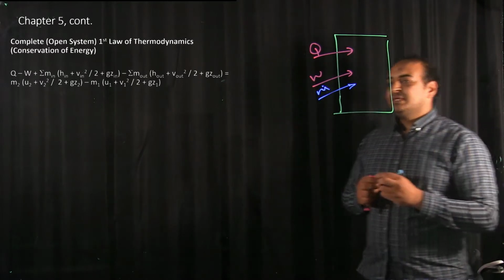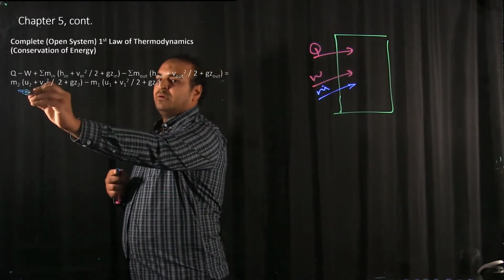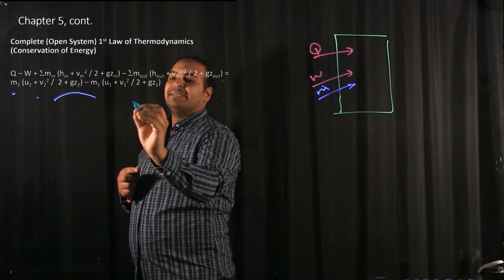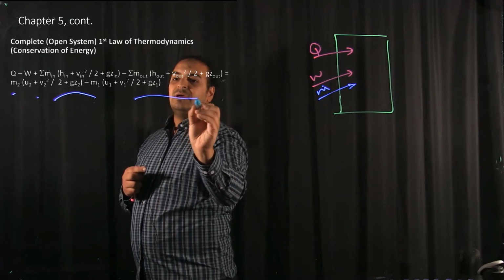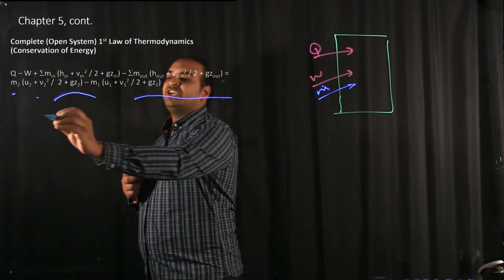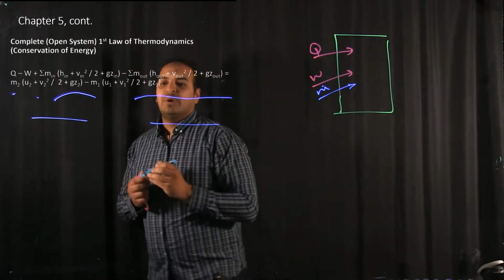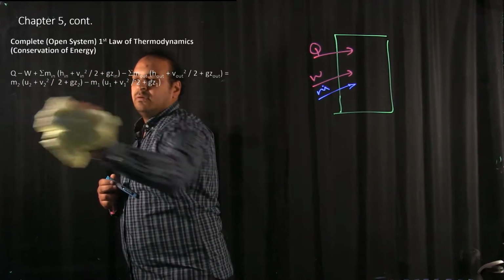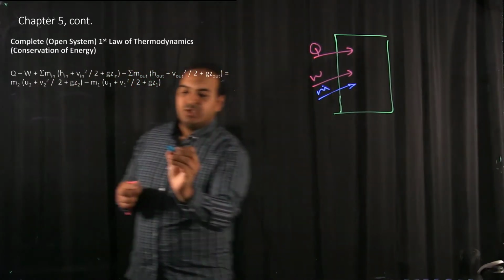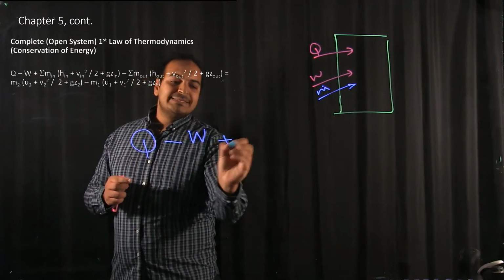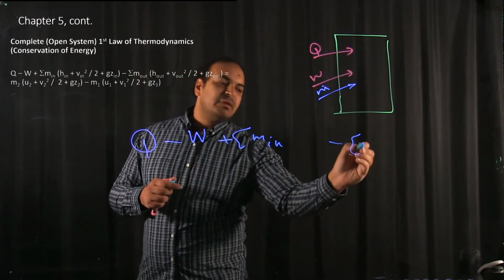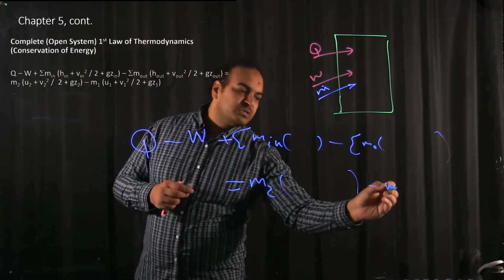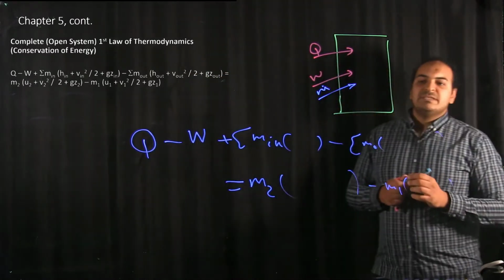That's why you will see the equation this way. Q minus W plus sigma mass in, minus sigma mass out, equals the change in the system, U2 and U1. So we have four forms of energy. Q minus W plus sigma mass in, with its energy, minus sigma mass out, with its energy, equals a change in the system, 2 minus 1. This is the first law of thermodynamics.